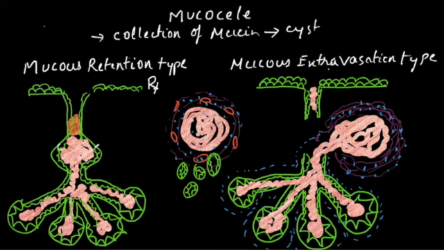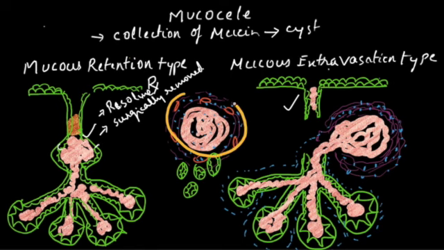Treatment of mucocele, whether it is mucus retention type or mucus extravasation type: they will resolve on their own after some time, but sometimes if they are very large, they have to be surgically removed. Just understand that if we remove only the cystic part, the feeder ducts will keep feeding the lumen and there will be recurrence. So this is wrong treatment. Recurrence will happen because of the feeder ducts present there.